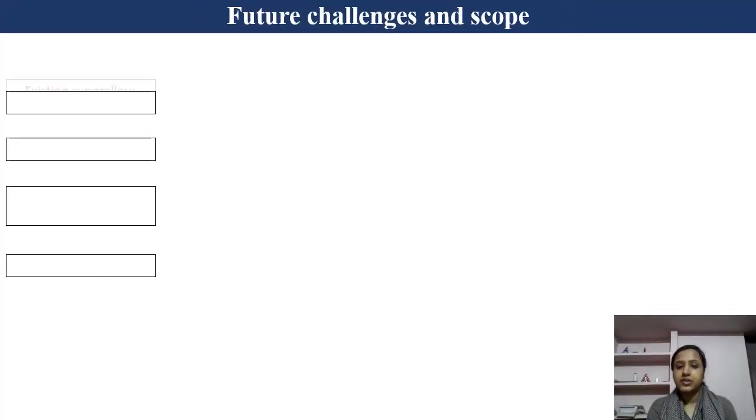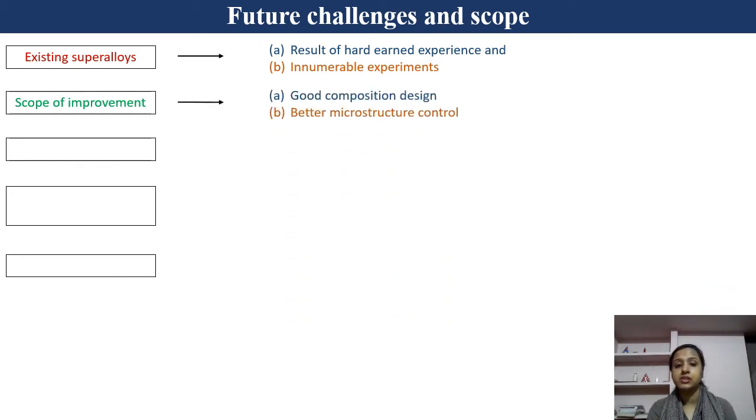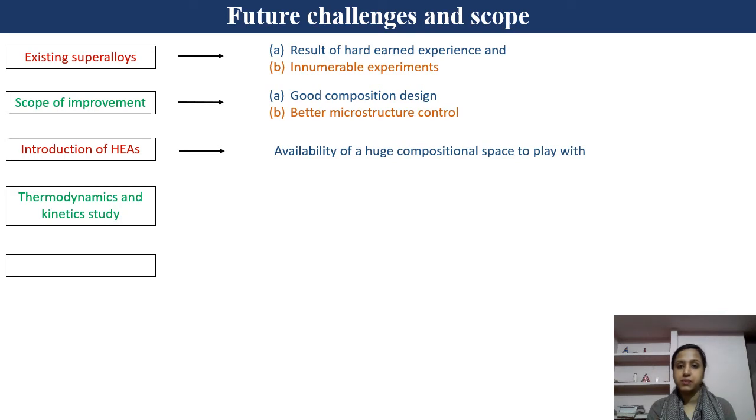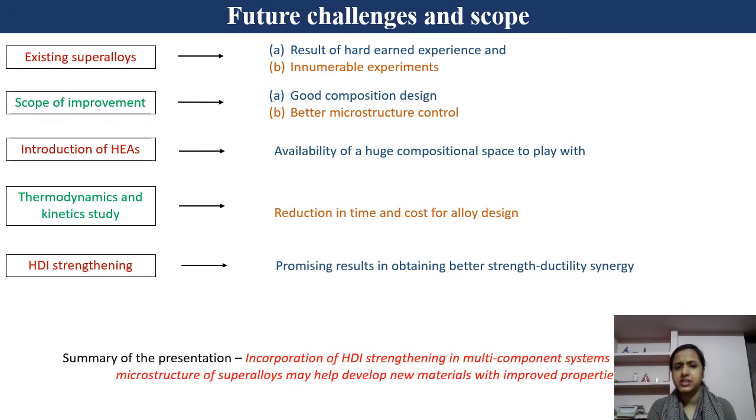I'm now trying to combine the three ideas. We know that existing superalloys have been a result of hard-earned experience and innumerable experiments. However, the scope of improvement lies heavily in a good composition design and better microstructure control. So with the introduction of HEAs, we now know that we have a huge compositional space to play with. And with proper thermodynamics and kinetic study, we can reduce time and cost for alloy design. And with the introduction of HDI strengthening, we can get better strength ductility synergy.